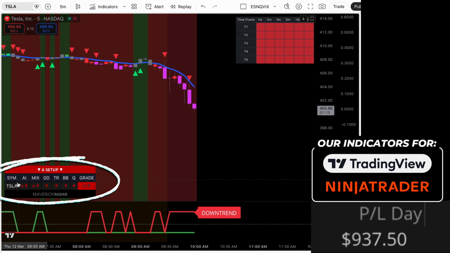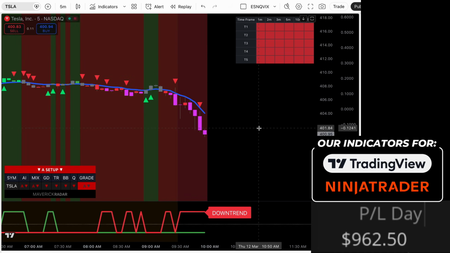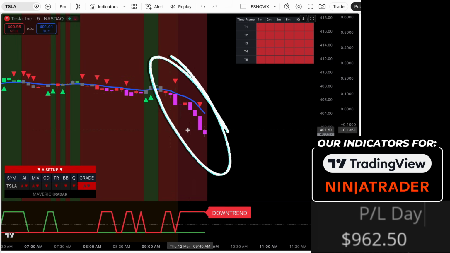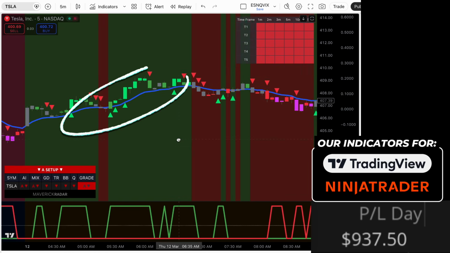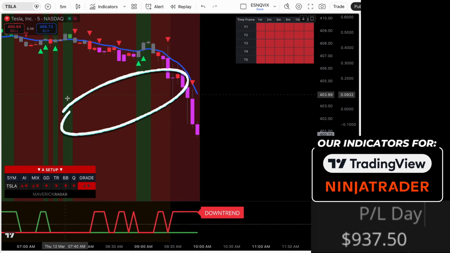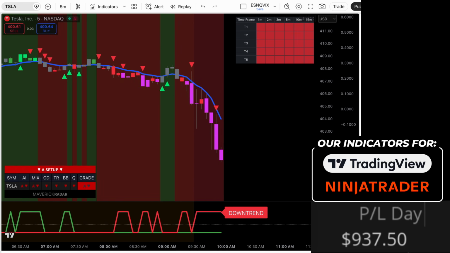This Maverick Radar right here is serving up an A+ setup to the downside. If you see pink, it will most likely sink. My Maverick AI Pro is coloring the candles to the data, not to price and direction. So hot pink candle is your strongest downside candle. Bright green is your strongest upside candle. If you see bright green, it might just fly off your screen. If you see hot pink, it will most likely sink. That's what we like to say.